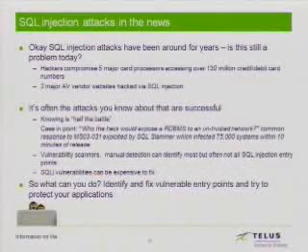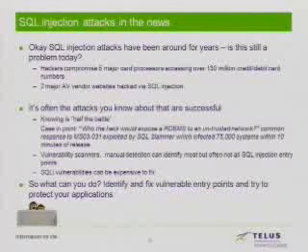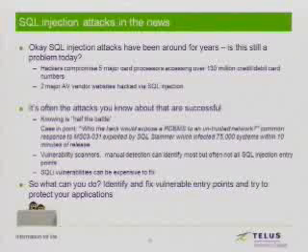So, SQL injection attacks in the news. Everyone here, I'm sure, knows SQL injection attacks have been around for years and years. Is it a problem today? Absolutely. It still dominates the headlines.